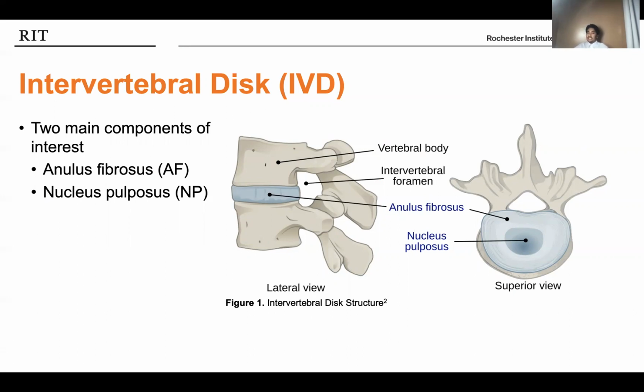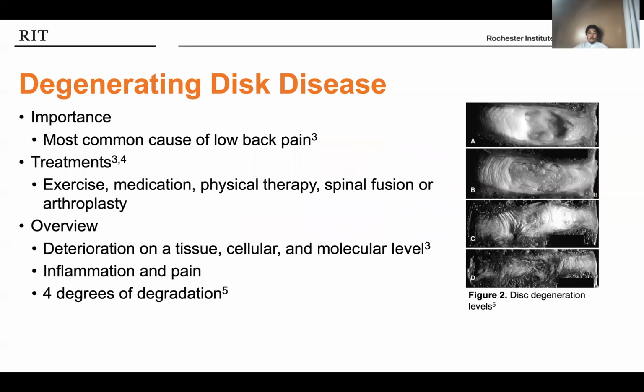This layer is more rigid and can help with rotational stability and resisting compressive forces. The NP is the inner layer, which is a more gel-like substance, which can help transmit stress and force from vertebrae to vertebrae. Now, moving on to degenerative disc disease. This is very relevant and important since it is one of the main causes of low back pain. And with low back pain, this can actually really negatively affect someone's quality of life to the point where they may not be able to provide for themselves and ultimately take care of themselves.